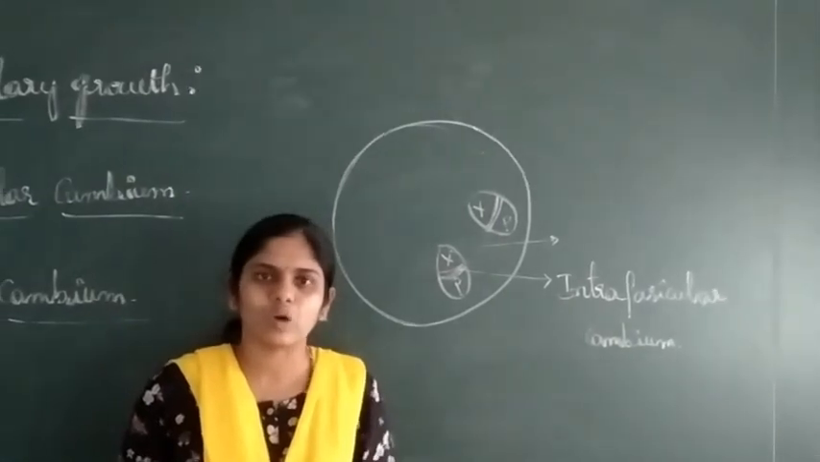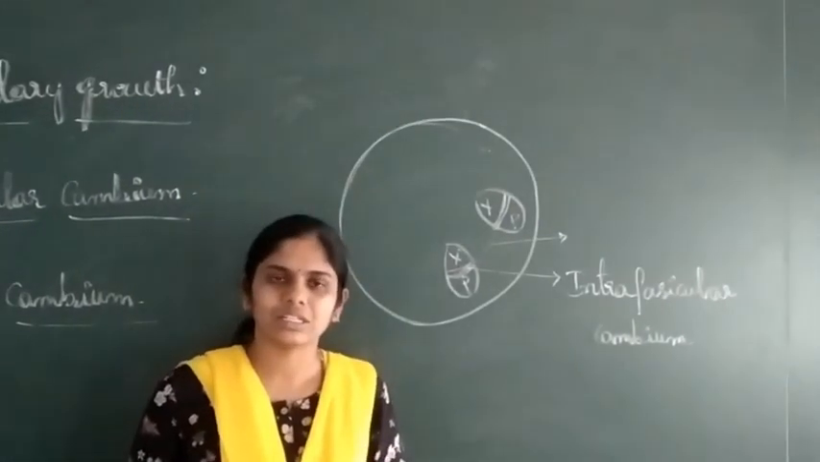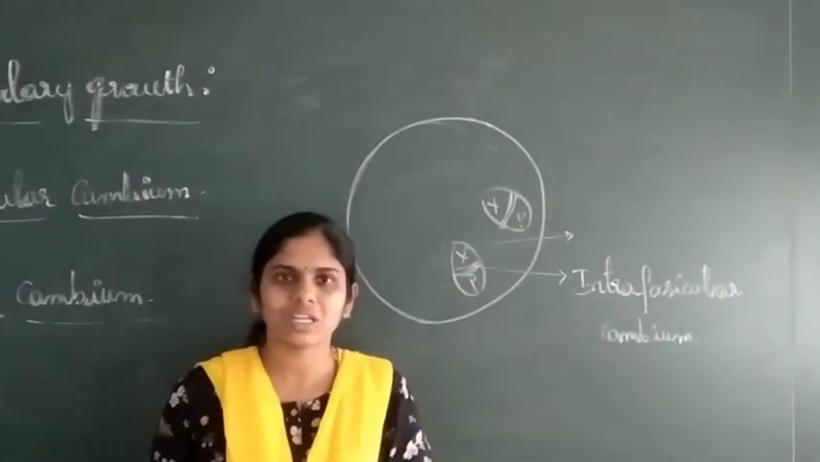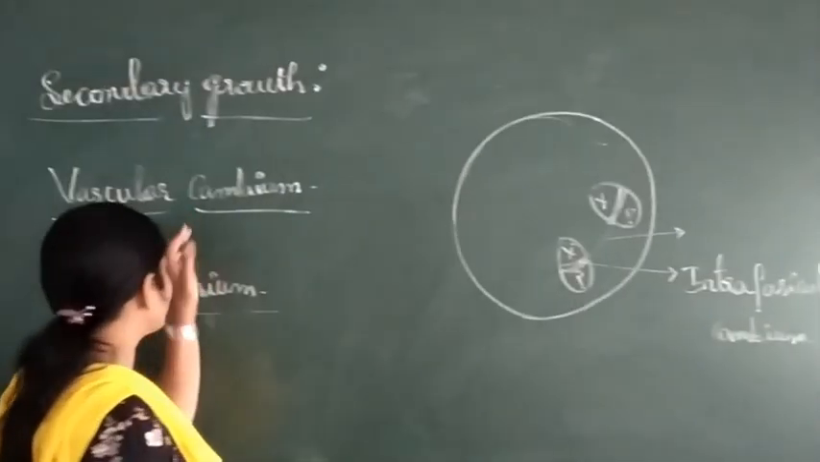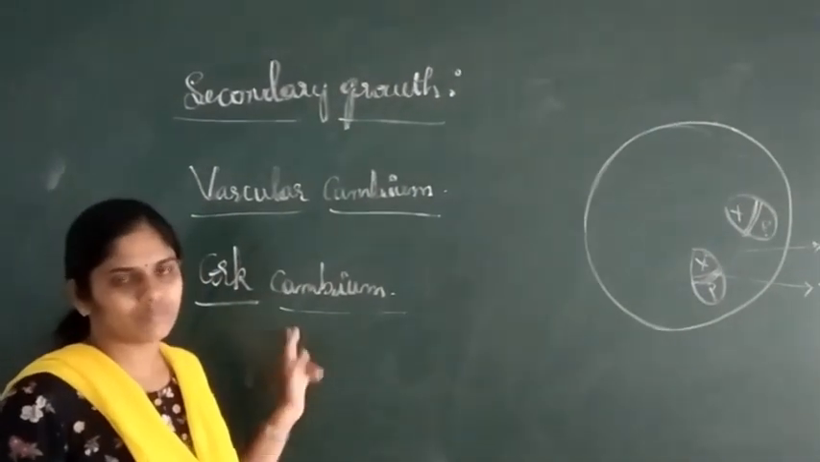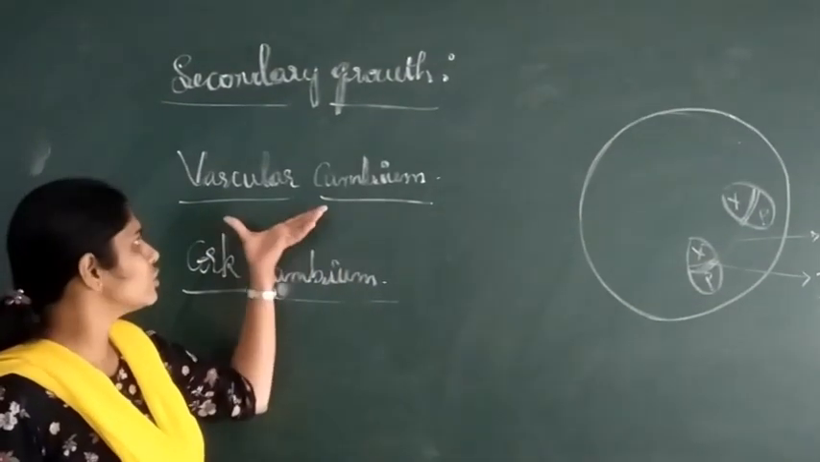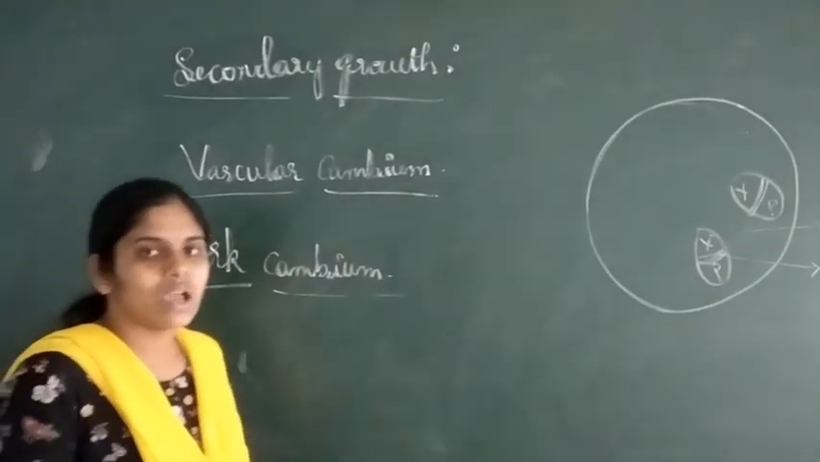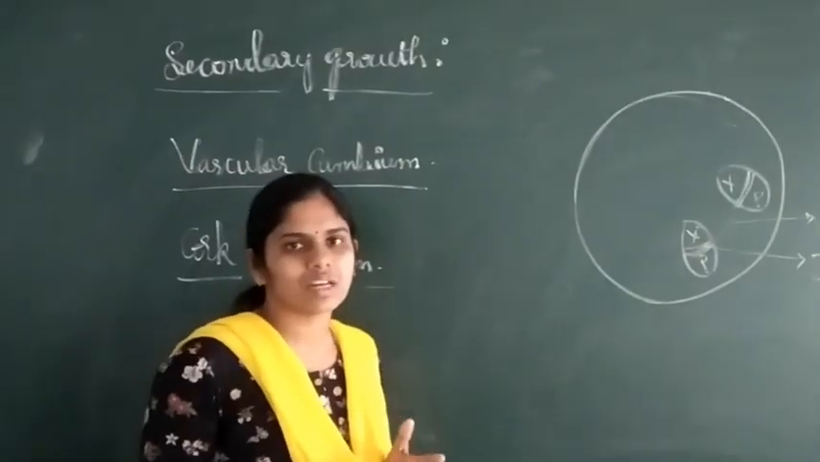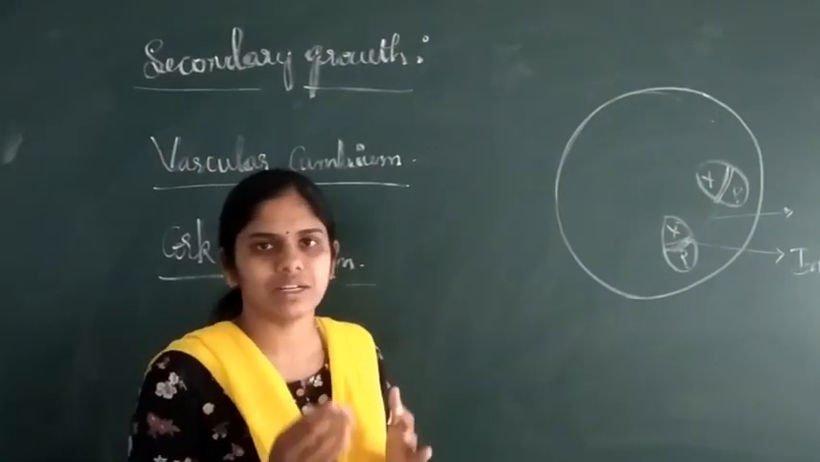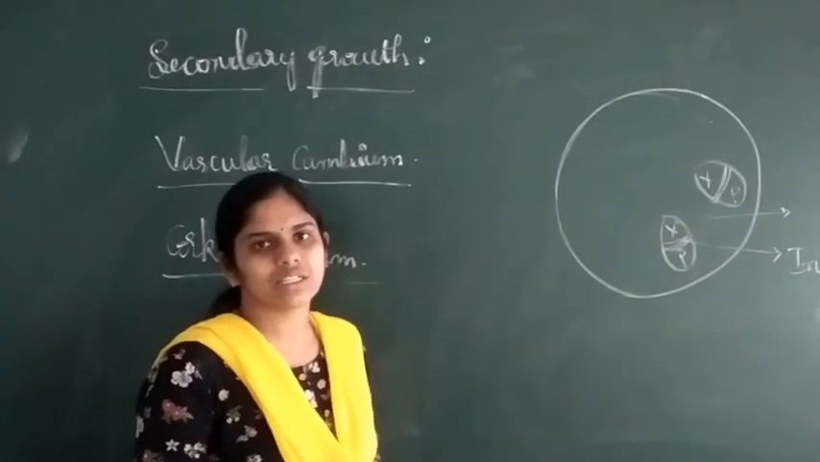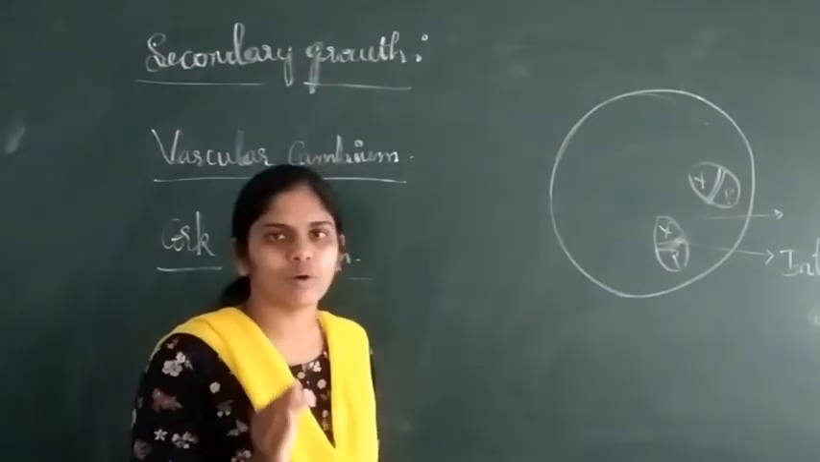Secondary growth in plants occurs in two types. One is the vascular cambium and the other is the cork cambium. First, we learn about the vascular cambium. Vascular refers to the vascular bundles, which are nothing but the xylem and the phloem.